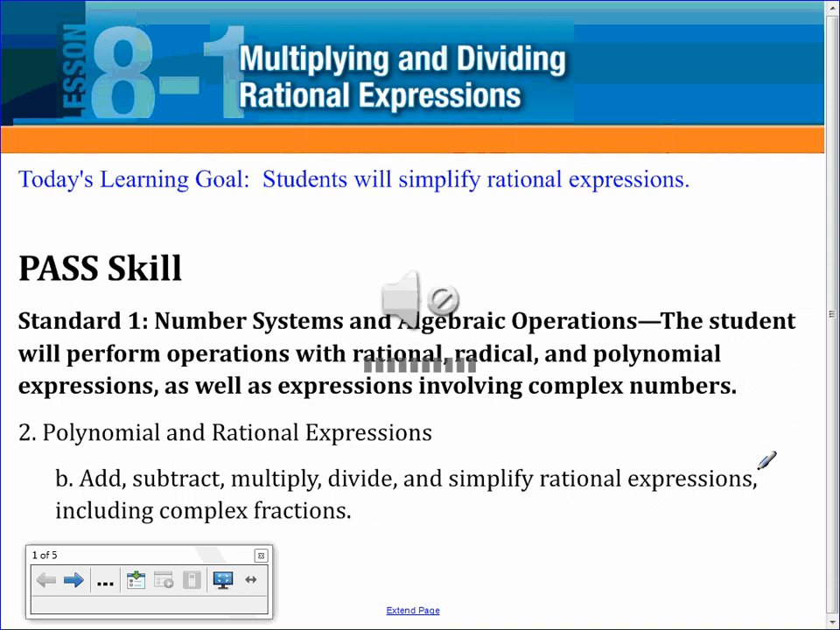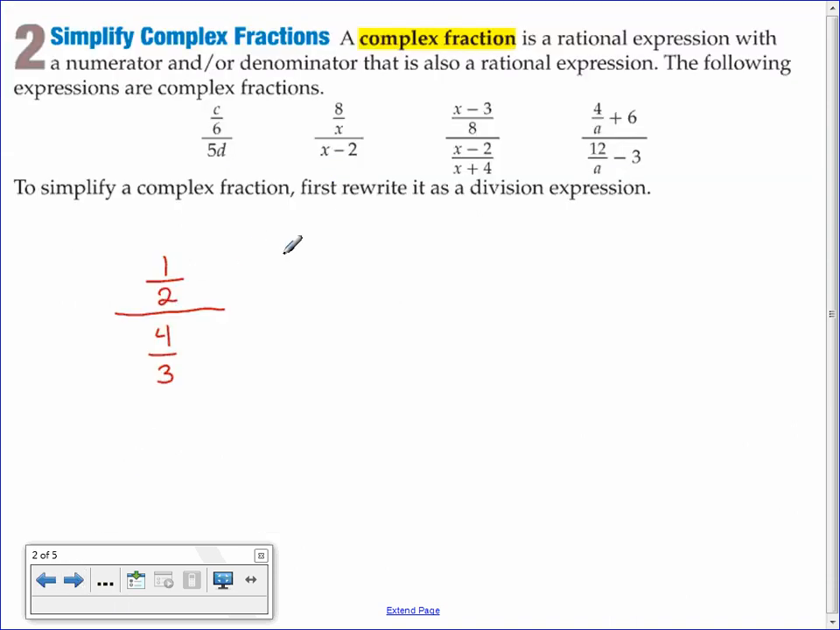Alright, in today's lesson we're still working on lesson 8.1, but today we're going to be dealing with these things called complex fractions. Alright, so let's get right down to it. A complex fraction is any time that you've got a fraction within a fraction.